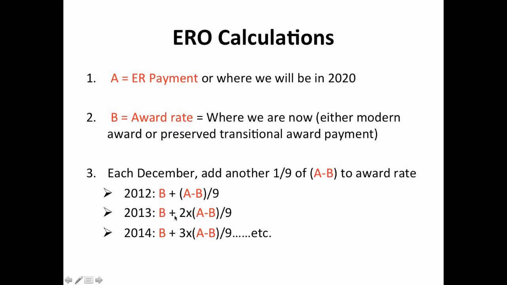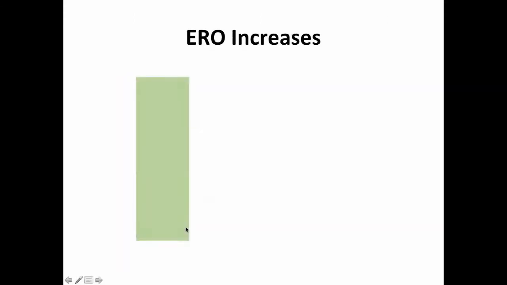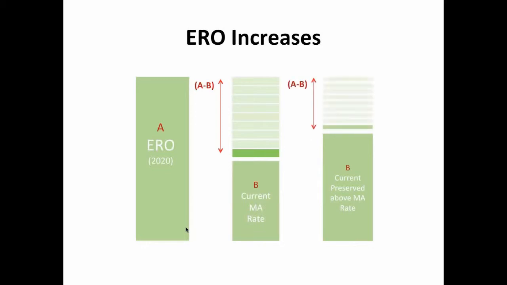Again, it's the same calculation for December this year. The only difference is once we've worked out what that 1/9 is, we need to multiply it by 2. In year 3, we multiply it by 3, and so on. I think this clearly illustrates for you a practical example of what we're talking about. So as we said, A is where we'll be in December 2020. So you can see that's quite a large chunk of pie.